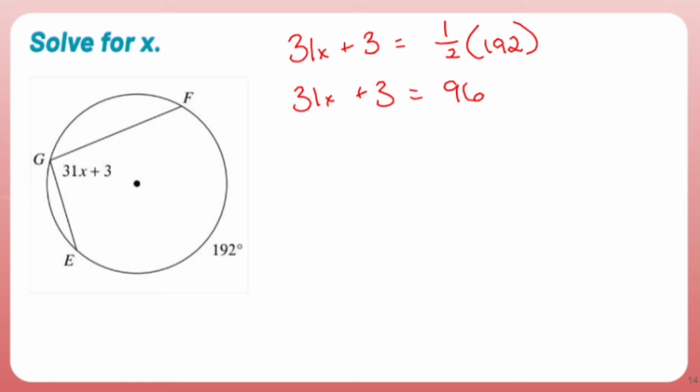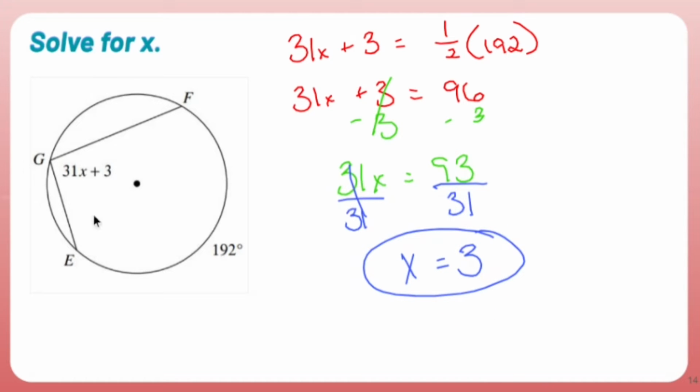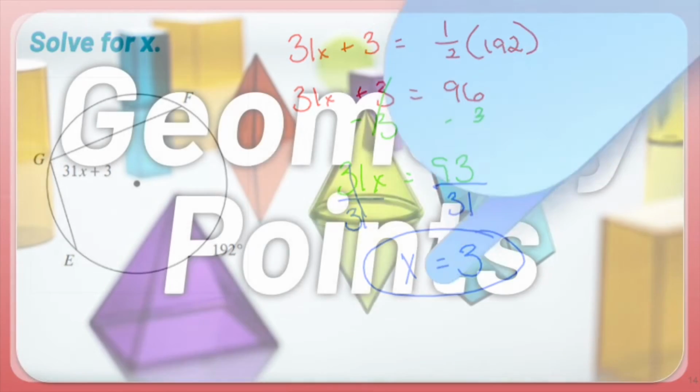Now I have a two-step equation. Minus 3, cross you out. 31x equals 93. Divide both sides by 31. And x equals 3. Okay, which is what I was supposed to do. Find x. Don't need to go any further. But if I wanted to check my work, I could do 31 times 3 is 93. 93 plus 3 is 96, which is half of 192, what I was trying to find in the first place. Fantastic.